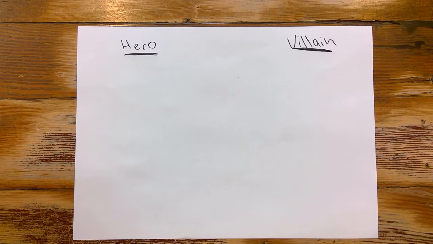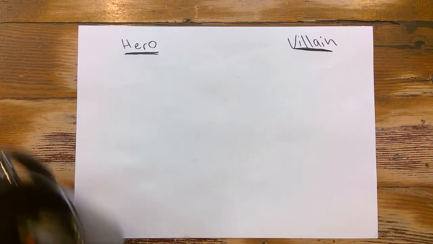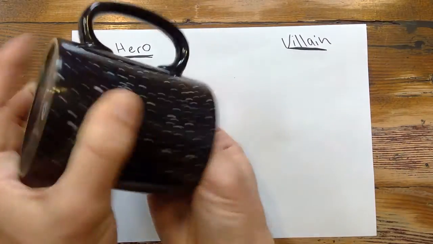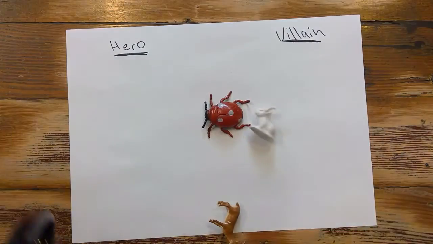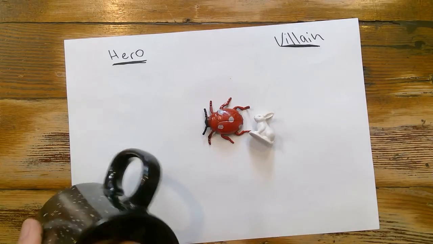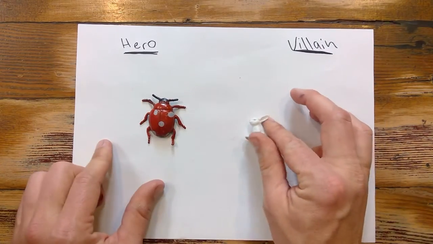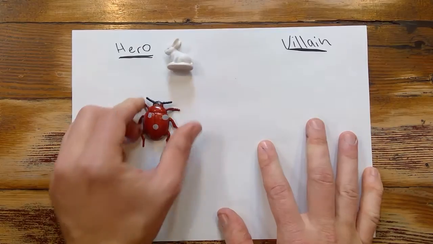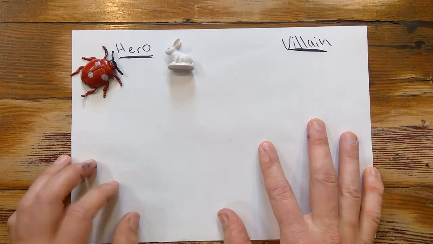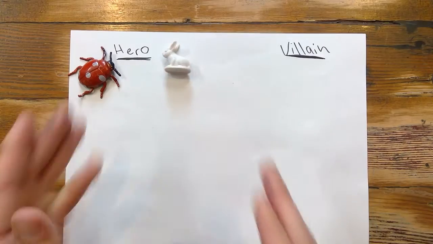What I'm going to do is take my cup full of animals and mix them up and pour out 2. Oh, well, that's 3. I'm going to put this one away. I've got like a bug, maybe like a lady beetle, and I've got a rabbit. So my hero is going to be part bug, part rabbit.